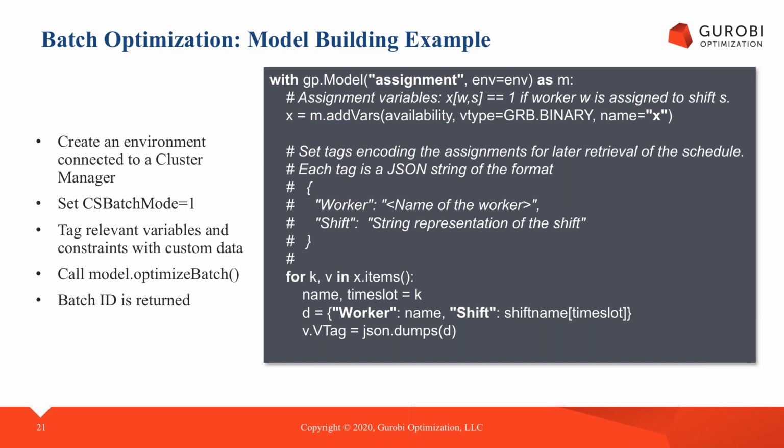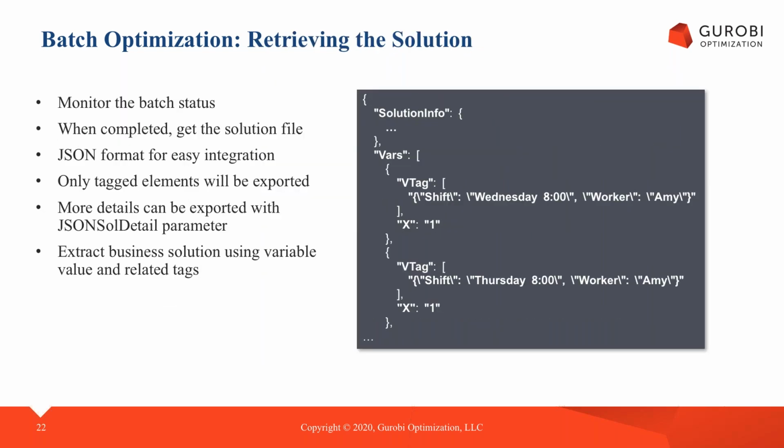So here, as you can see, we tag each variable with a small JSON object having two properties, one for the worker and one for the shift. So you build this model, you tag all your relevant variables, and then you call the optimize batch API, which will then return the batch ID. And here is an example of the solution.